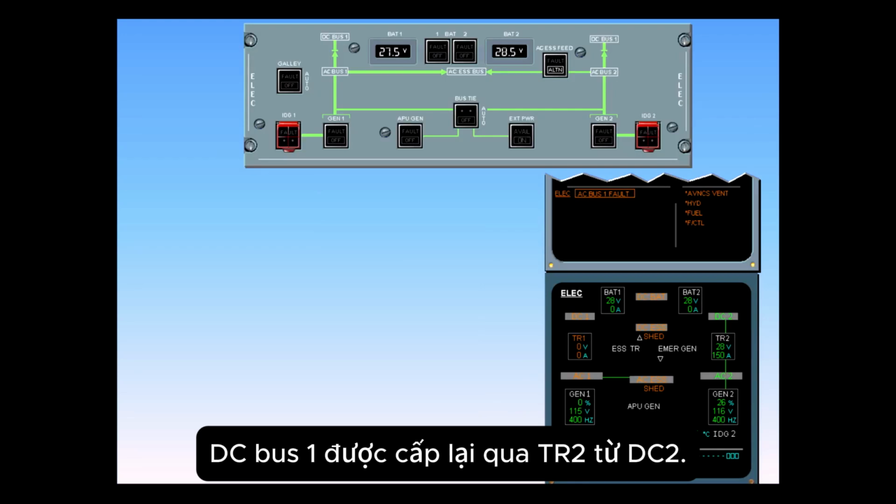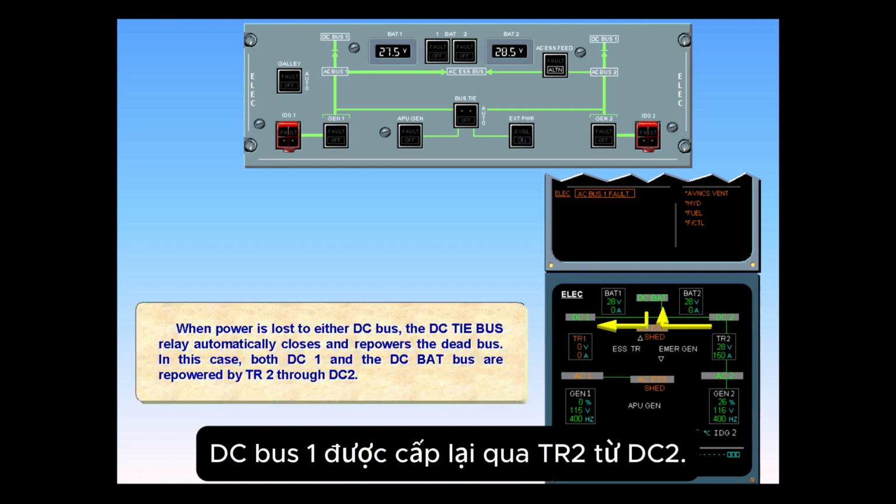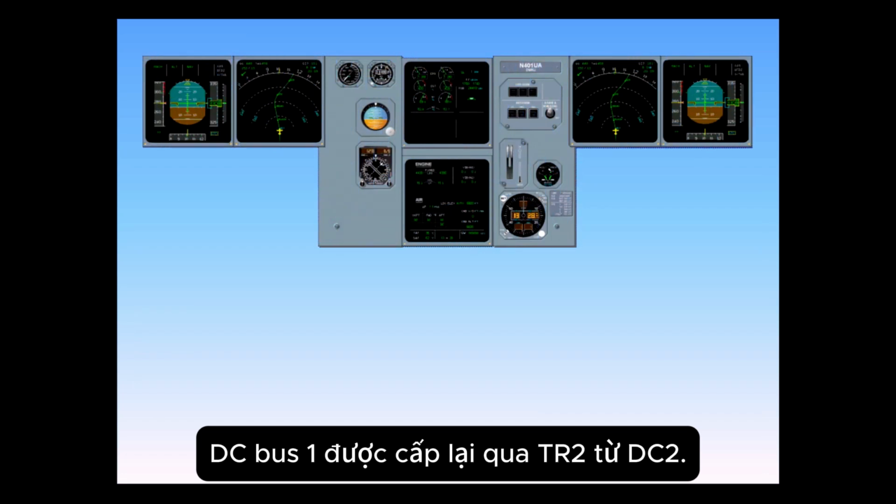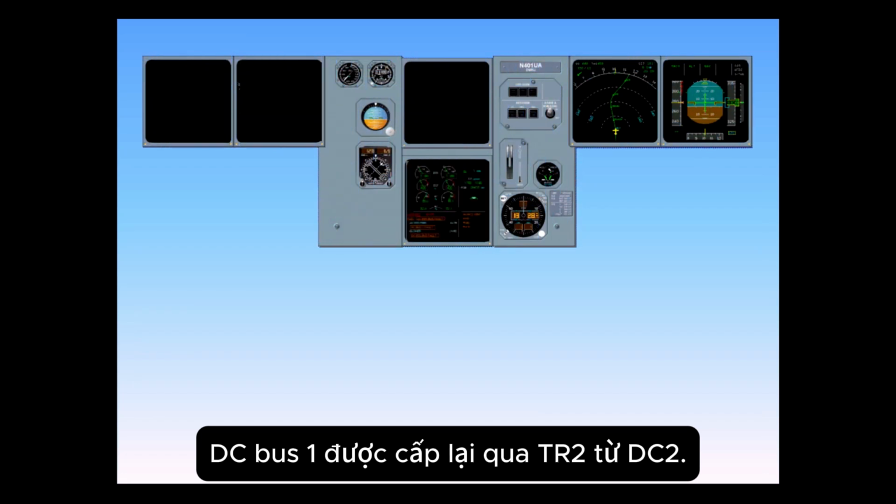When power is lost to either DC bus, the DC tie bus relay automatically closes and repowers the dead bus. In this case, both DC1 and the DC battery bus are repowered by TR2 through DC2. However, with the loss of AC Bus 1, AC Essential and DC Essential both remain unpowered. The most noticeable consequence is that the captain's PFD, ND, and the engine warning display go blank. Since the captain has no instruments, he should give the aircraft to the first officer and perform the ECAM himself.